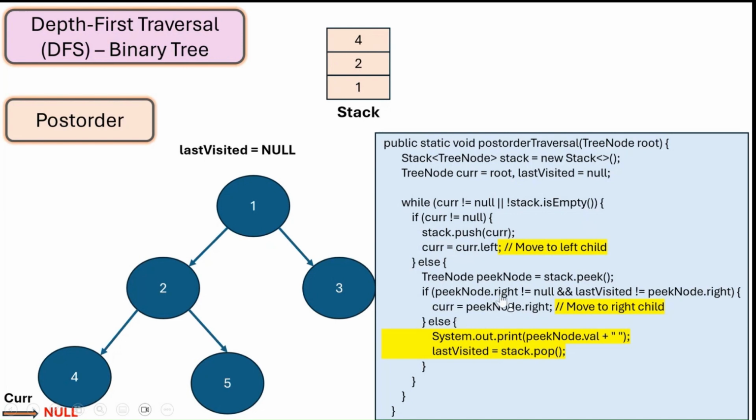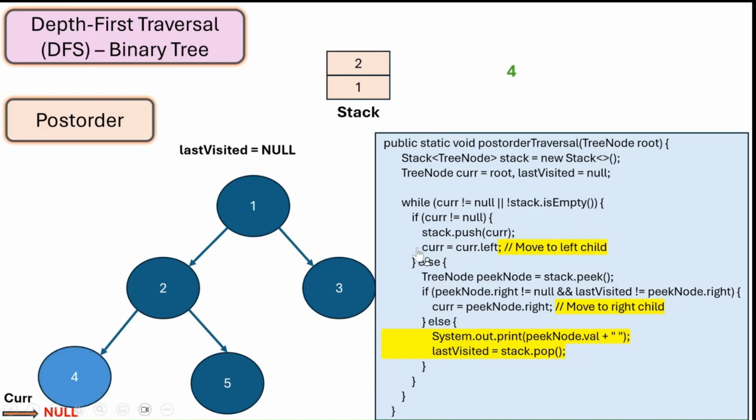And the peak node's right is not equal to null, but the peak node, which is 4, its right is null, and last visited is also null. So it will not go into this if condition, it will go to the else condition. Basically it will print that node and remove it from the stack. The reason it is not going into this if condition is that node 4 does not have a right subtree. So it popped that from the stack and printed it.